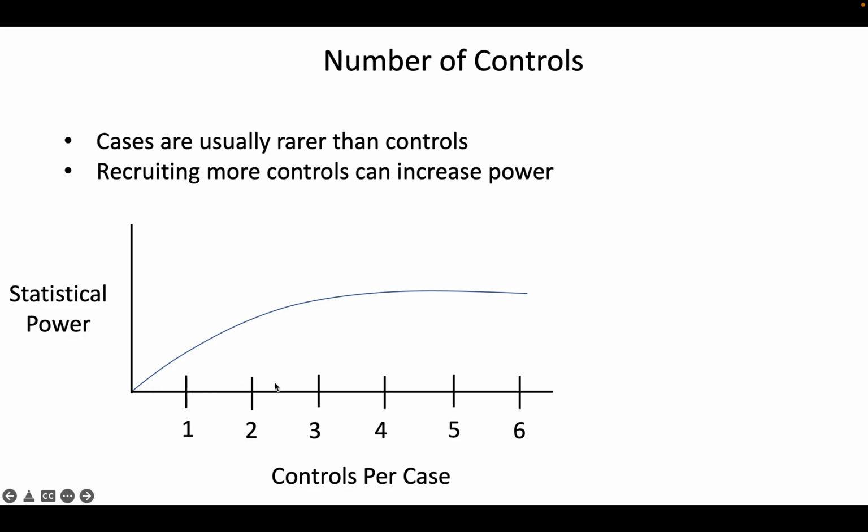But something to note is that it starts to level off around 4 controls per case. So going anywhere beyond that, you're just going to increase the number of people in the study without reaping the benefits of that. Basically, you're including them without any gain in statistical power. So you're just creating more work for no reason.